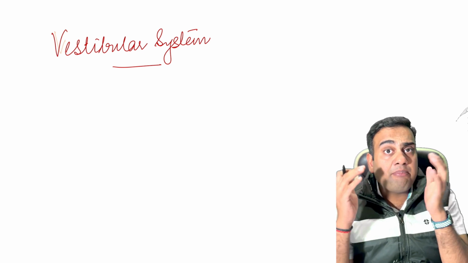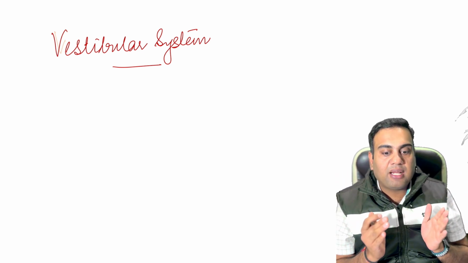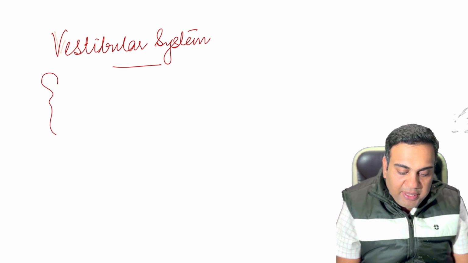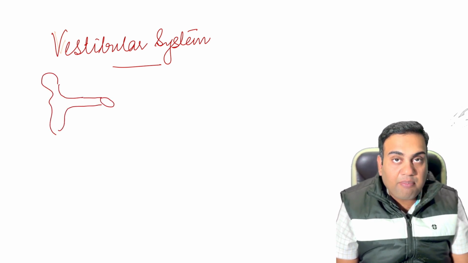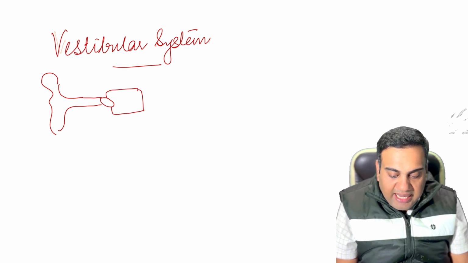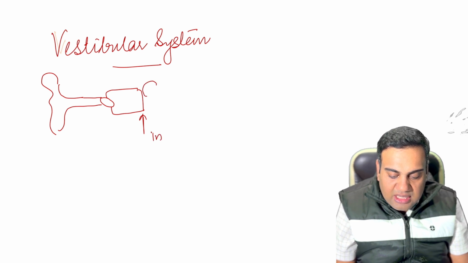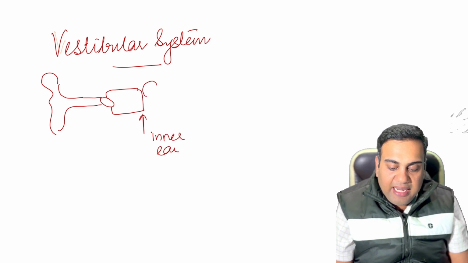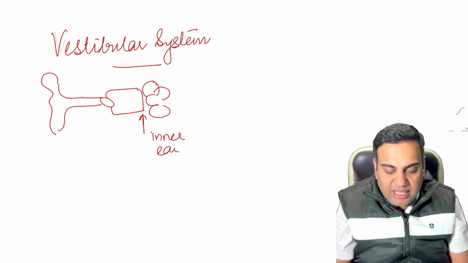So if you remember the middle ear, we studied the medial wall of the middle ear. So this is the pinna. From the pinna we go into the external auditory canal, from there comes the tympanic membrane, from there comes our middle ear, and this is the medial wall of the middle ear. Behind it is our inner ear. So this is what we call the inner ear. The inner ear is composed of three structures: one is the semicircular canals, then there is the utricle and saccule, and then there is the cochlea, right?